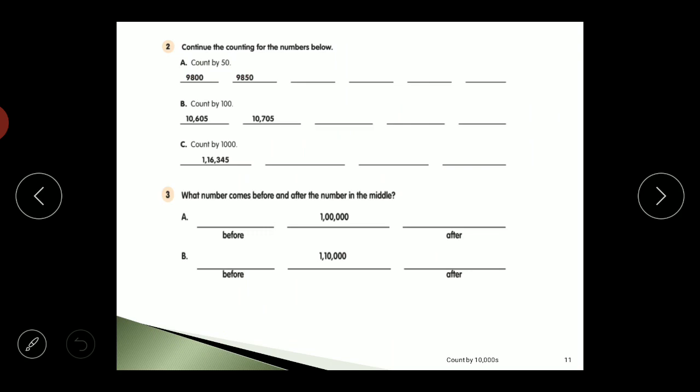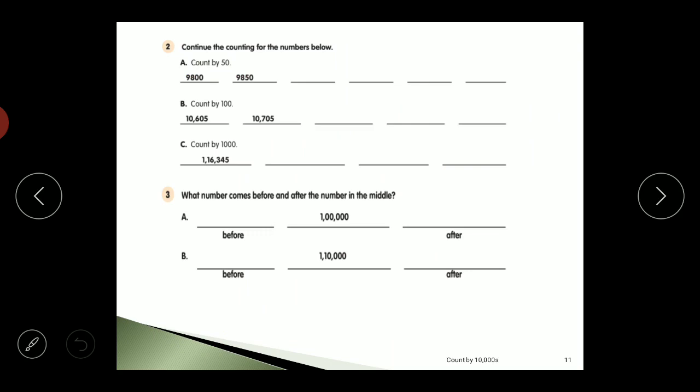Continue the counting for the numbers below. First of all, count by 50. It is given there, count by 50. You have to skip by 50, 50, 50, 50 and reach the next place. Count by 100, count by thousands. These are very easy questions for you. You have to do these questions in your notebook.